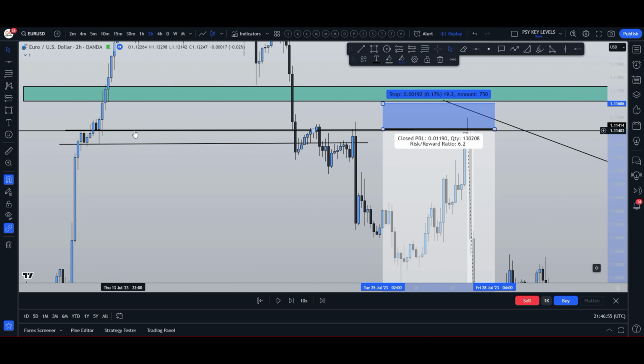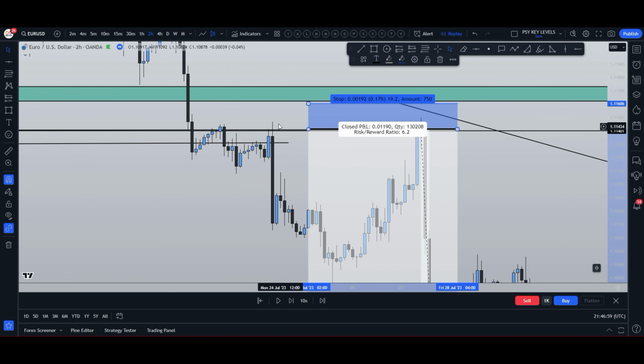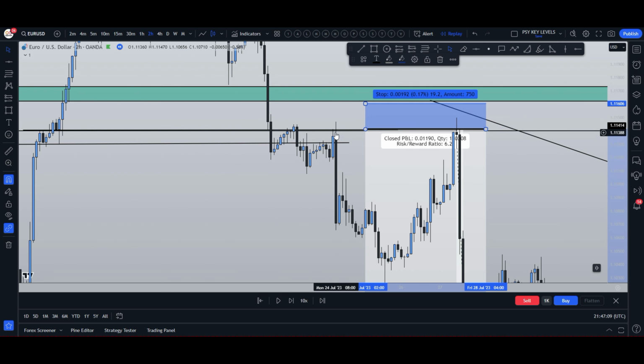No, because this area is the 1.11400, so this is the most respected area. From this whole area, this is the most key area. Price comes up, right? I would be looking for a sell because look at this wick rejection.